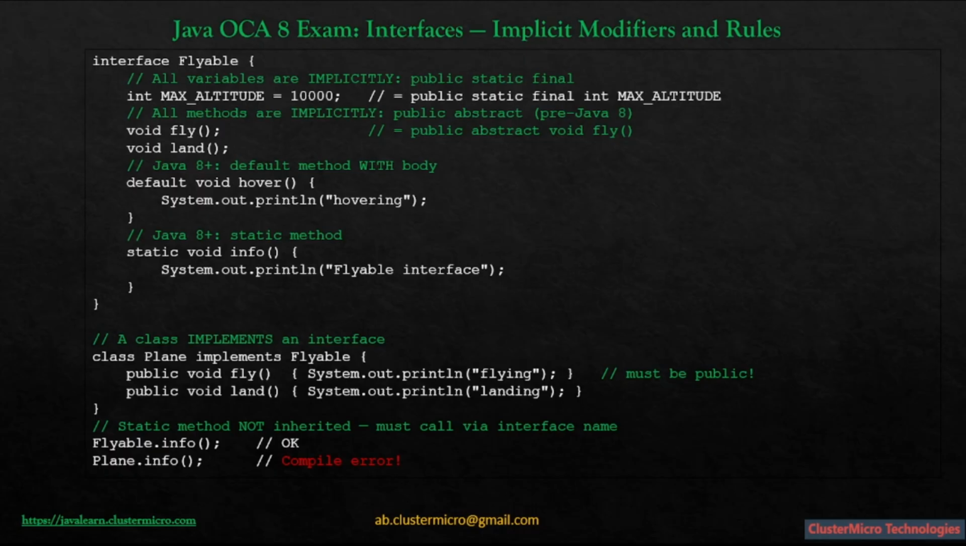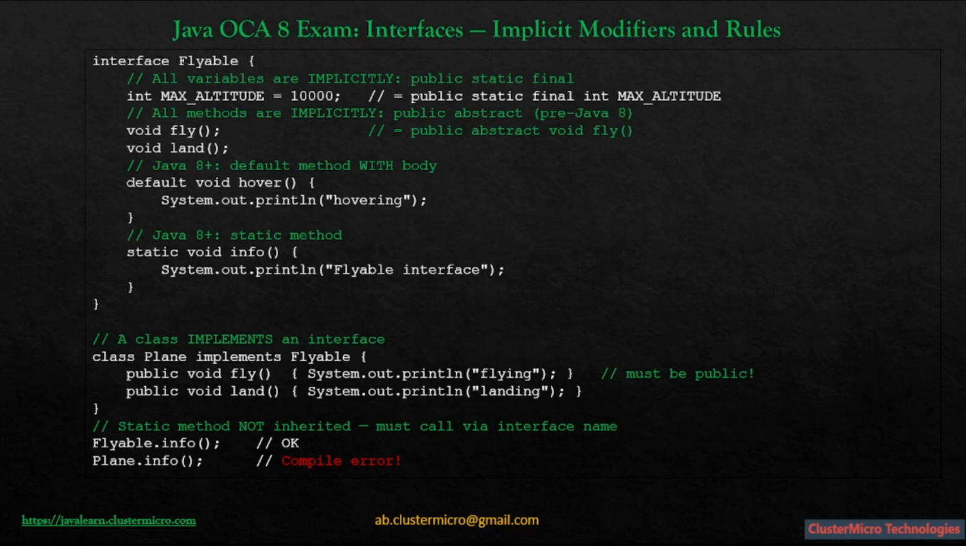error. Now if you see the method default void hover, and System.out.println hovering, Java 8 introduced default methods. These are interface methods with a full implementation body, marked with the default keyword. Implementing classes inherit this method automatically without overriding it. If a class wants a different behavior, it can override it, but it is not required to. Default methods exist so that interfaces can evolve over time, adding new methods without breaking every existing implementing class. Before Java 8, adding any method to an interface would break all existing implementations.